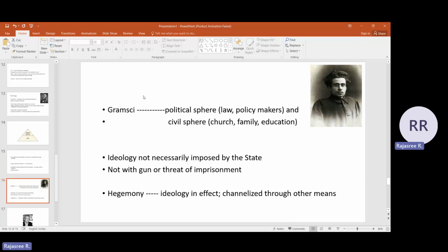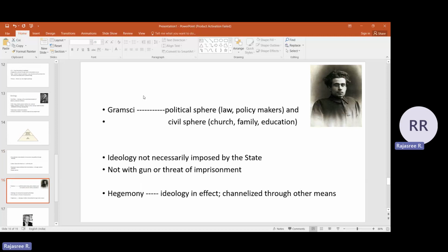Now, all this was said by Marx. When it came to Gramsci, see, Gramsci, Althusser, they are all Marxist philosophers, including Marx. So Marxist philosophers, but Gramsci said, see, there are two spheres, political sphere as well as civil sphere. At the political sphere, we have the law and policy makers like military, judiciary, etc. The civil sphere included much lesser things like church, family, education. So he said the ideology is not absolute every time. Ideology need not be necessarily imposed by the state.